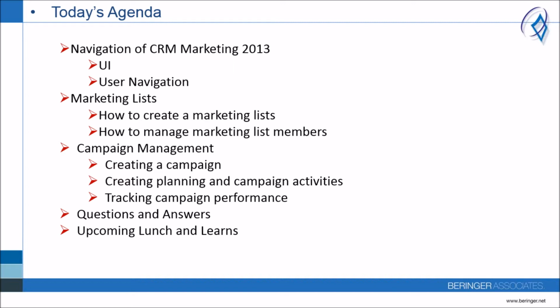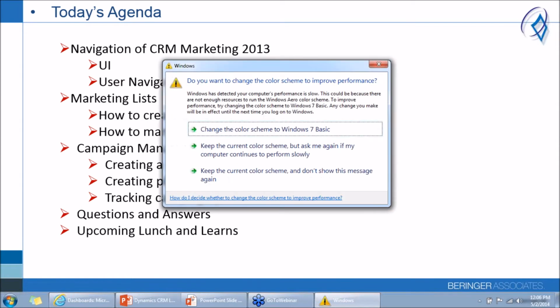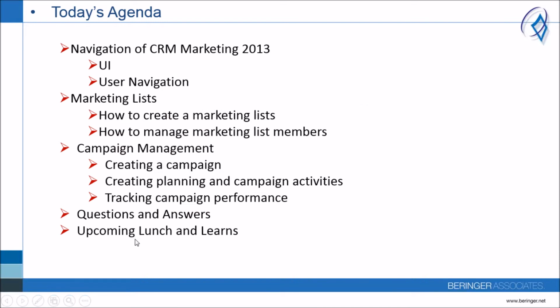After that, we're going to go into campaign management. We're going to create a campaign. We're going to create a planning activity for that campaign, and then we're going to actually create the campaign activities. We're also going to talk about how you can track campaign performance. After that, we are going to have a quick question and answer session. And then we're going to review the upcoming final Lunch and Learn webinar for this series.